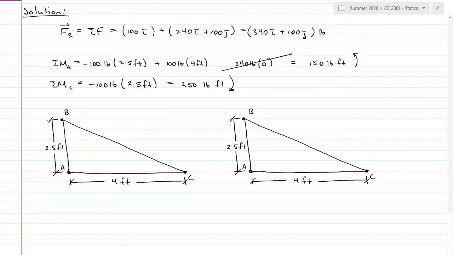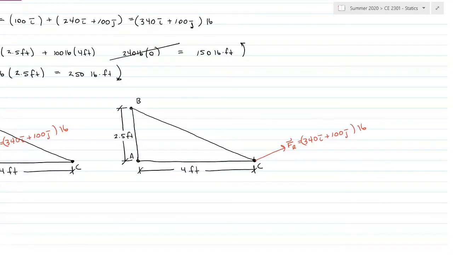Okay, to represent this visually, to move everything to point A, we would have our resultant force here acting at 340I plus 100J pounds and a counterclockwise moment couple of 150 pound-feet. For C, we would have the exact same resultant force, but we would have a clockwise 250 pound-foot moment.